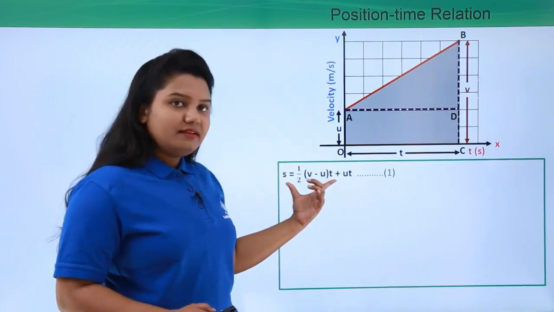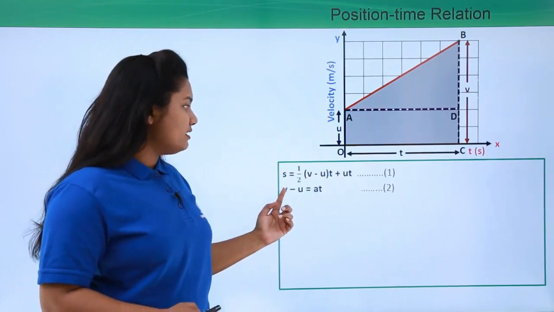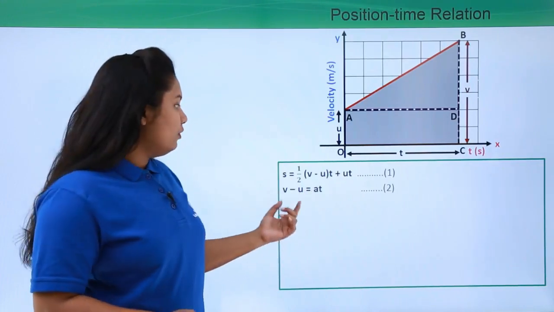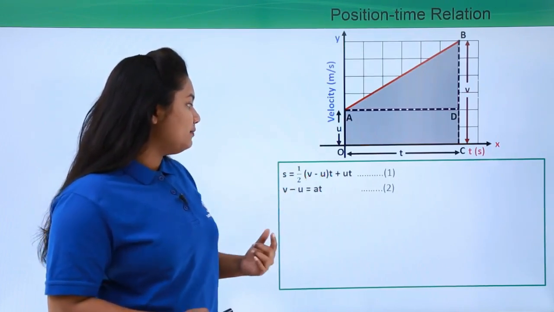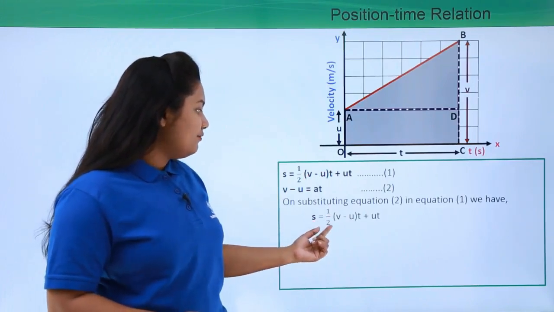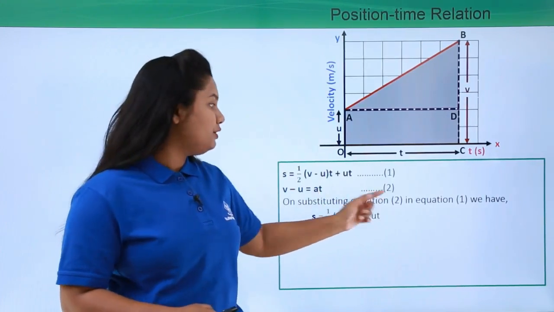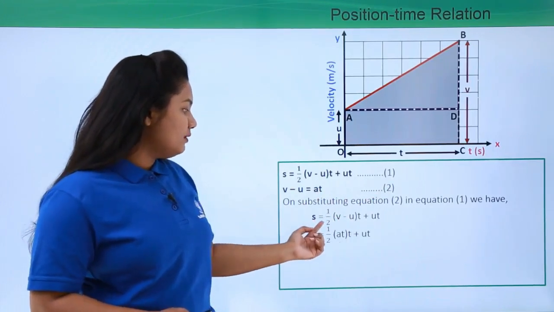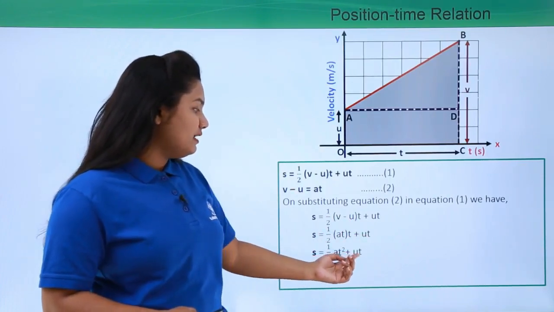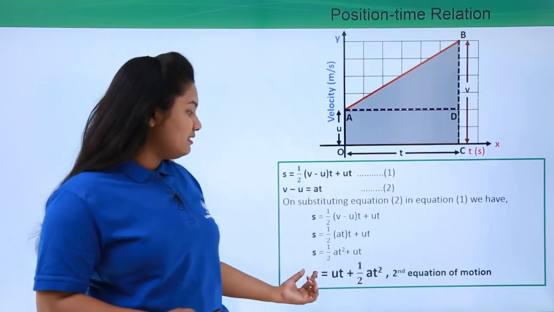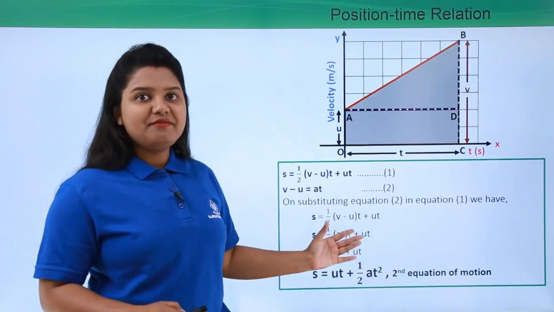So this is our equation number 1, which is S equals half (v minus u) into t plus ut, and our equation number 2 was v minus u equals at. Now, on substituting v minus u from equation 2 into equation 1, we have S equals half at into t plus ut, which gives us S equals half at squared plus ut. Now on rearranging the terms, we have S equals ut plus half at squared. And this is our second equation of motion, which we have finally got.